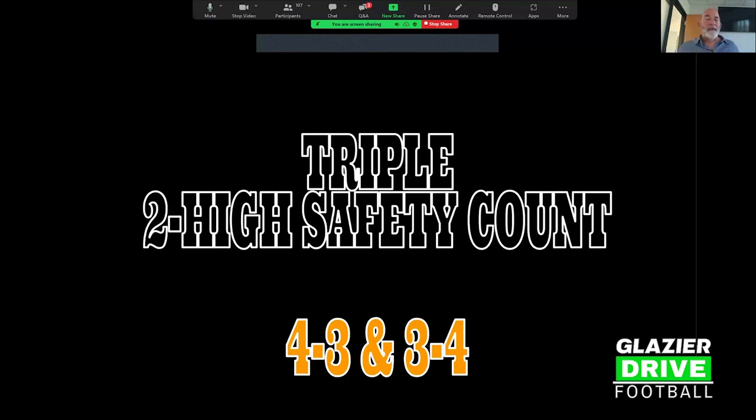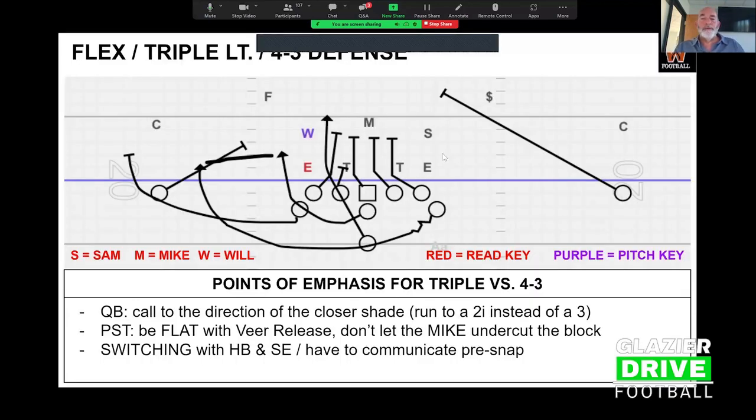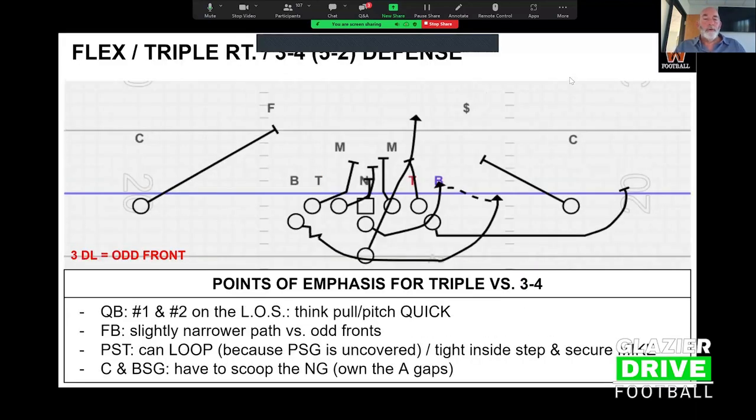Now, important that the safety count is important not only for the quarterback, but for the halfbacks and the split ends, because it's going to determine on triple option how they attack the perimeter and how they're going to block that very important perimeter. We'll see a two high mostly out of a 4-3 or a 3-4. And here's a diagram with, oh shoot, I went ahead too far.